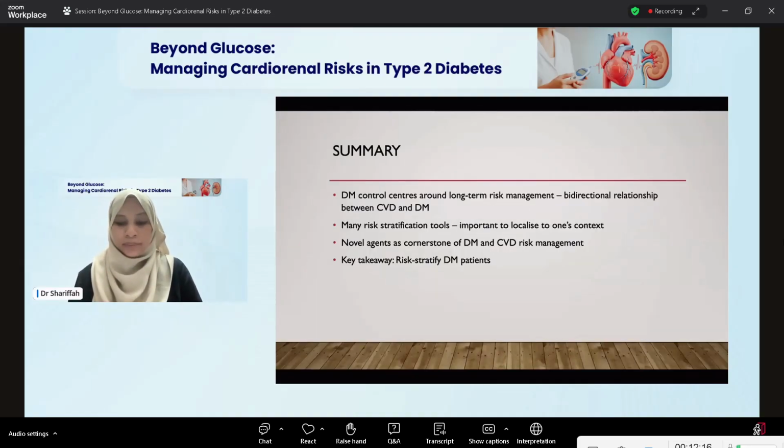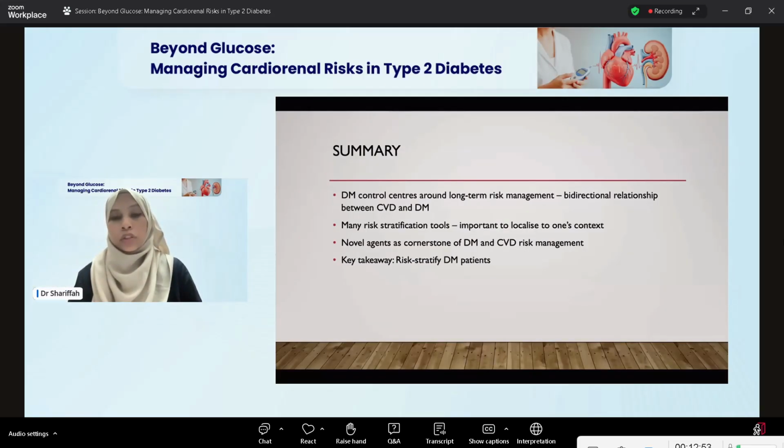So in summary, diabetes control centers around long-term risk management. So it's not just about lowering sugar levels, HbA1c. There is this bidirectional relationship that we need to appreciate and understand between cardiovascular disease and diabetes, because as the burden of cardiovascular disease grows, effective risk stratification is not just beneficial, but it's very essential for optimal patient outcomes as well. And there are many risk stratification tools that we can use, but it's important to localize to one's context. So novel agents as a cornerstone of diabetes and CVD risk management.